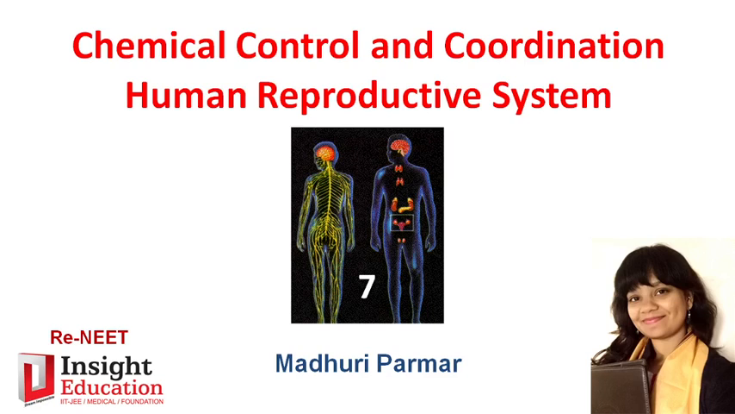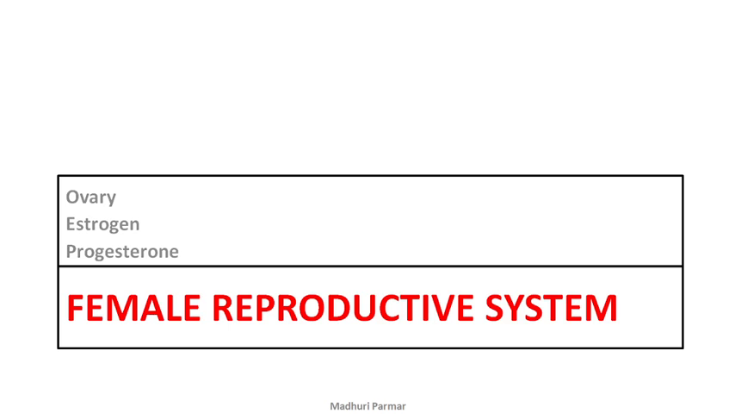Hi everyone. This is the seventh lecture for the chapter Chemical Control and Coordination, as well as the second lecture for Human Reproductive System. As you may have understood, we are going to study these two together. So, in the last class, we discussed the male reproductive system, spermatogenesis, and also how the endocrine system or the different hormones regulate the male reproductive system. Today, we will be discussing the female reproductive system.